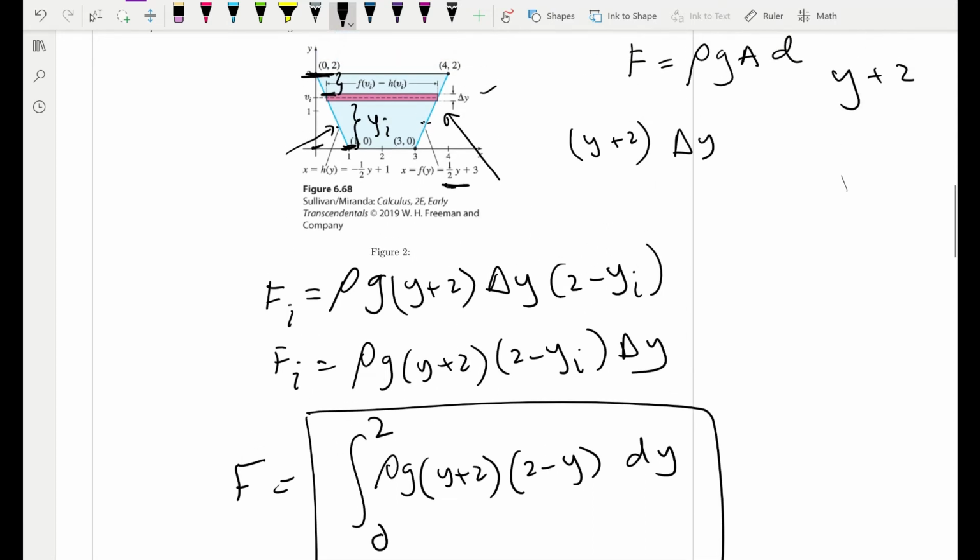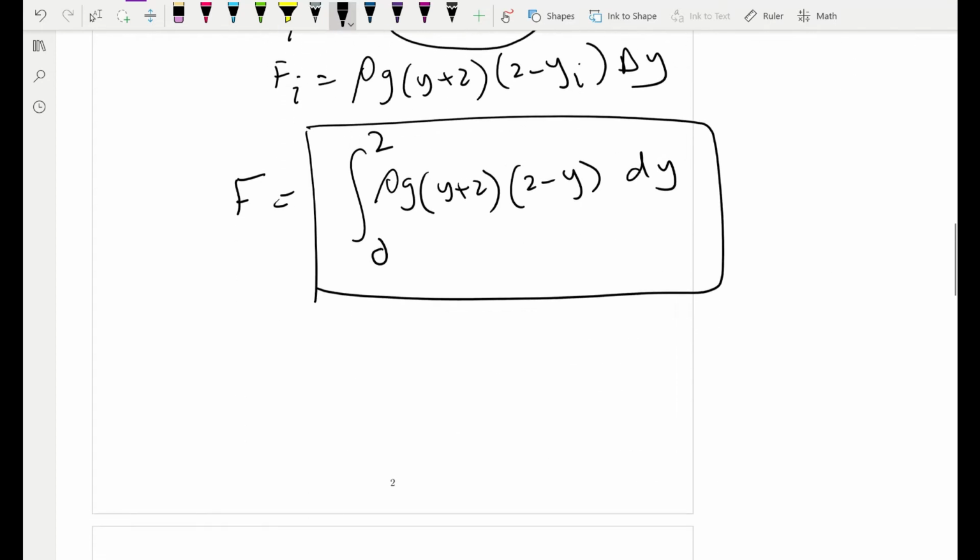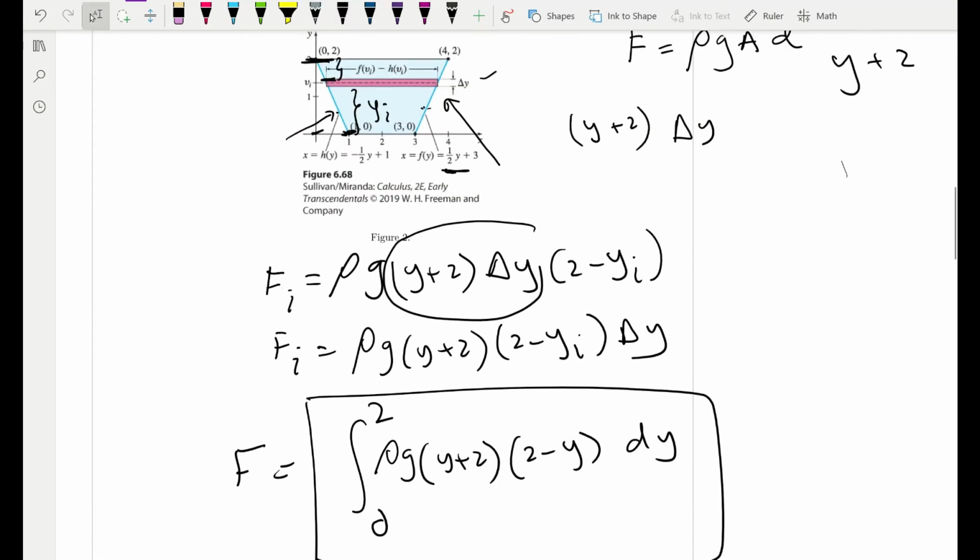The tricky thing here is finding the area, especially the length, understanding that it's the difference between the two functions. Once you have the length, you can find the area. I'm not going to solve the integral because the focus here is to learn how to set up the integral. Let's look at another example.